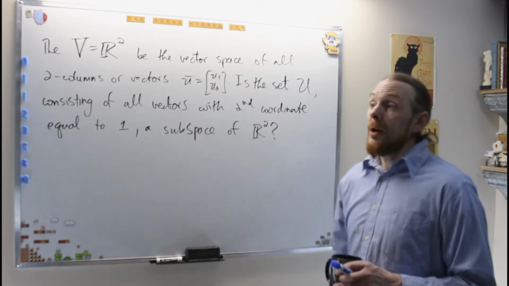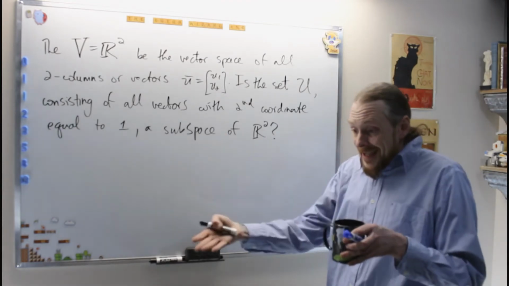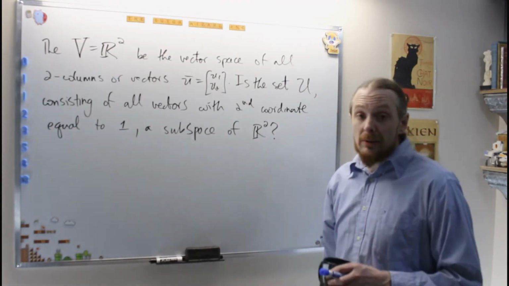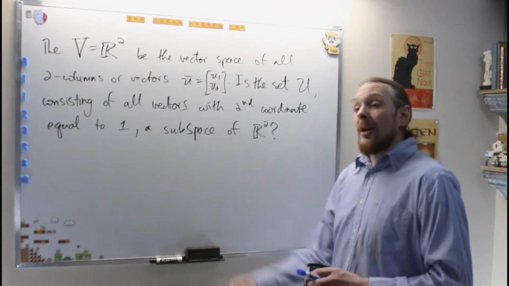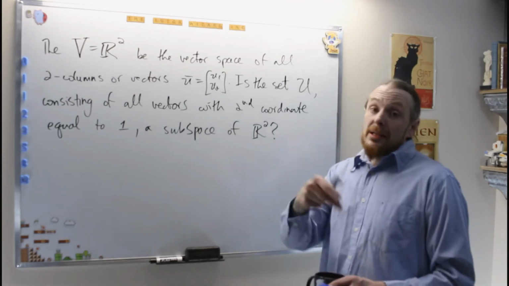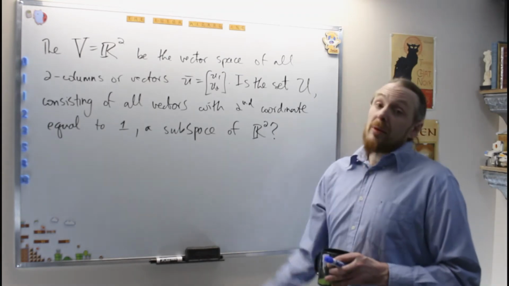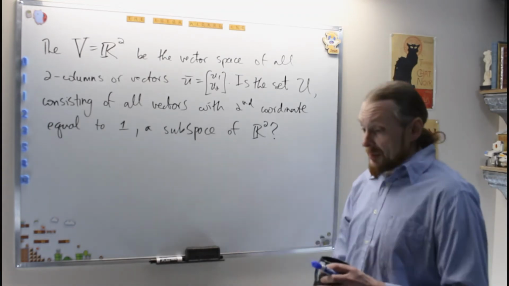So again, what are we going to do? First, we're going to describe U as a set, and it's a subset of R2, so we can see what it looks like to be in there. We're going to take two vectors in there. We're going to see if we can add them. We're going to see if we can scalar multiply. We're going to make sure it's not empty, and then we have a subspace every time.